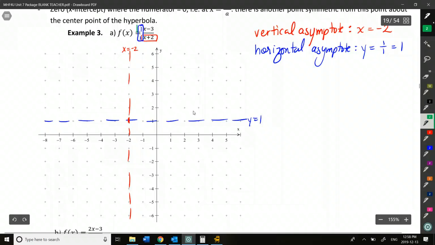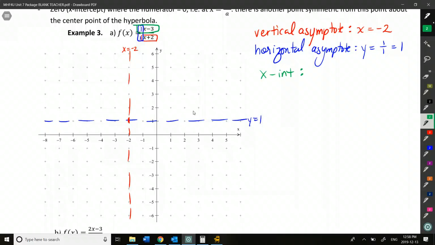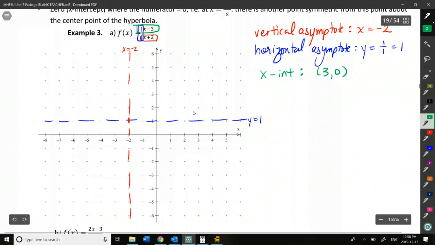X-intercept. X-intercept comes from the numerator. What's the 0 of the numerator? Yeah, so it's 3, 0. So we have a point at 3, 0. And the y-intercept is actually the ratio of the constants. So that will be the y-intercept there. So what is our y-intercept?